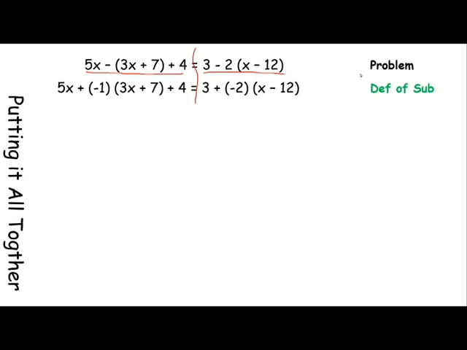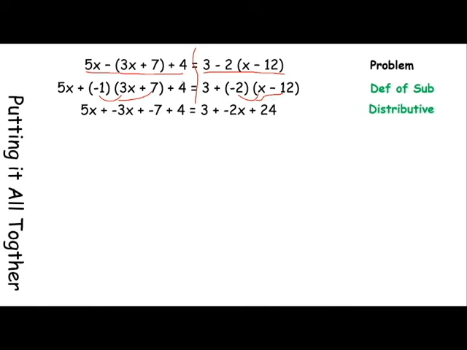Meaning, I'm going to use my definition of subtraction and get rid of the minus signs. Minus 2 becomes plus negative 2, minus becomes plus negative 1. And then I'm going to use my distributive property just like I always do. I'm going to give that negative 1 out to both. I'm going to give that negative 2 out to both. And we end up here.